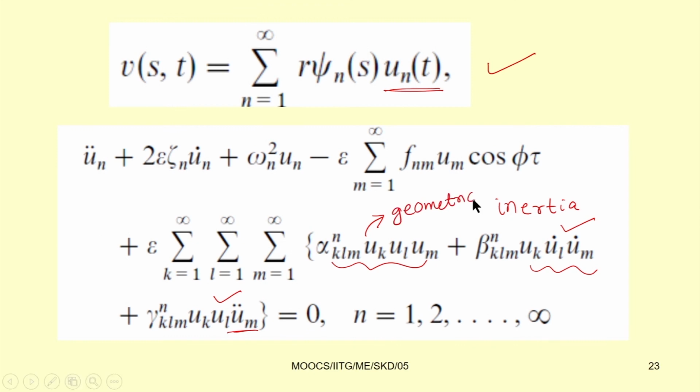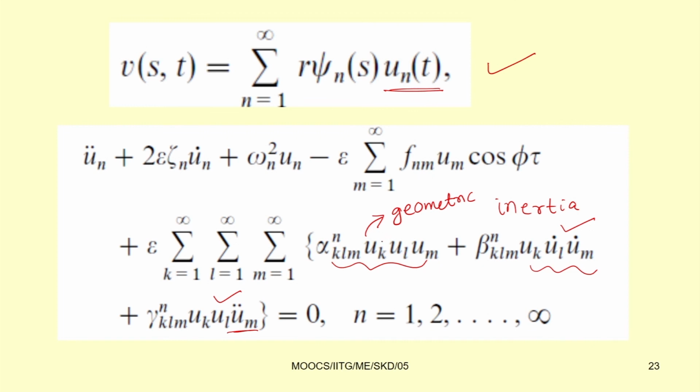If you neglect this acceleration, or if the acceleration is very small, then these two inertia terms can be neglected and the only remaining term will be the geometric nonlinear term, and this equation can be reduced to an equation which you have seen before.